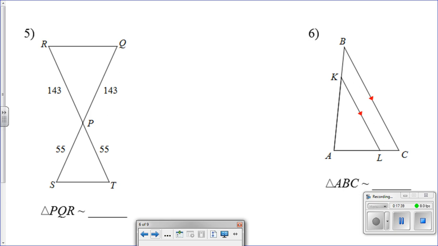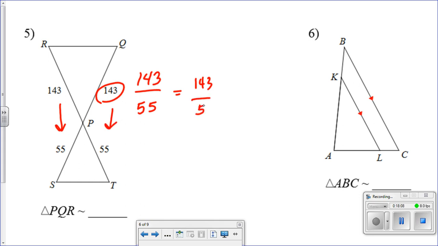All right, let's see if these two are similar. Well, we don't really know anything about the angles. We do know that this angle is congruent to this one because they're vertical, but I don't know anything about the other two angles. So if I don't know anything about the angles, let's go with the sides. 143 looks like it corresponds with the 55. Well, let's see. 143 corresponds to the 55. Is this proportional? Yeah, they're the exact same ratio. So these are definitely similar.